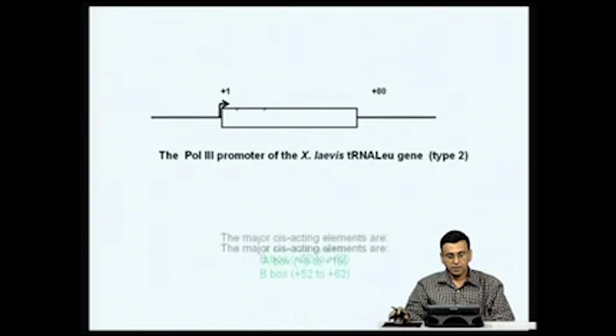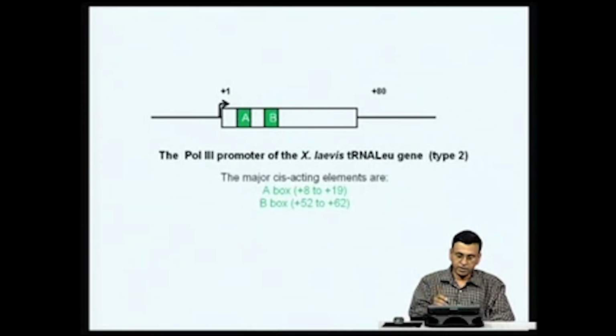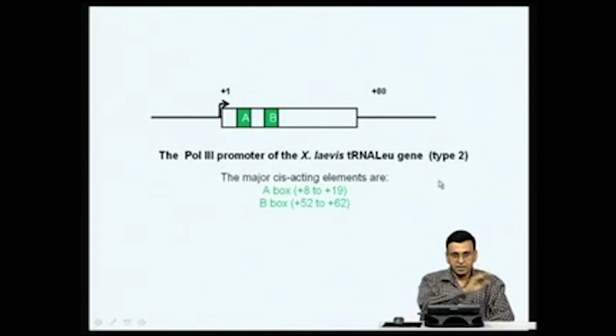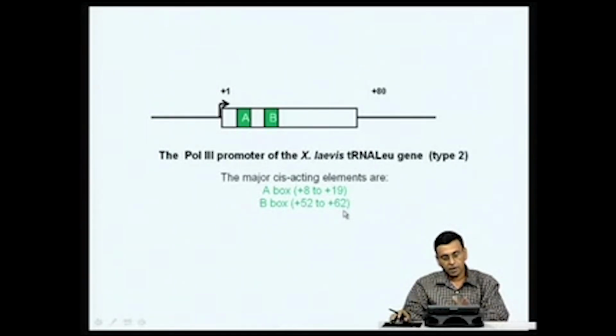Now let us look at the tRNA promoters. Here the example taken is the Xenopus laevis tRNA gene coding for leucine, which belongs to the type 2 category. Unlike the 5S rRNA promoters, where the major promoter elements are box A and box C, here the key promoter elements are box A and box B. Again they are internal, because box A spans from plus 8 to plus 19, whereas box B spans from plus 52 to plus 62. So they come after the transcription start site, therefore they are known as intragenic.